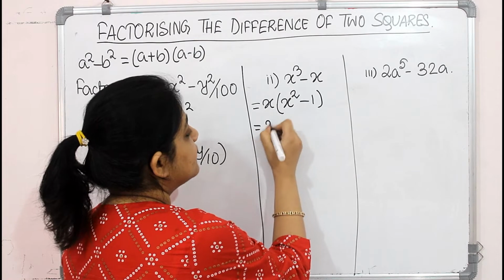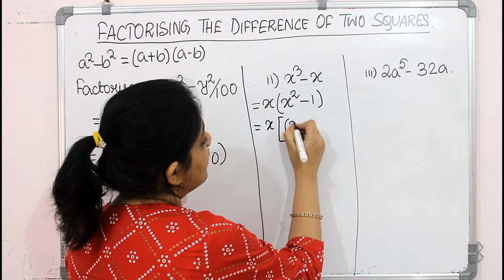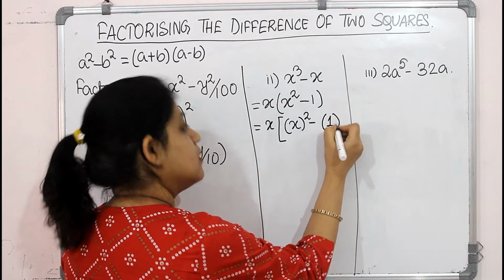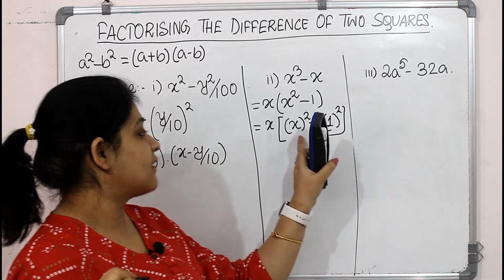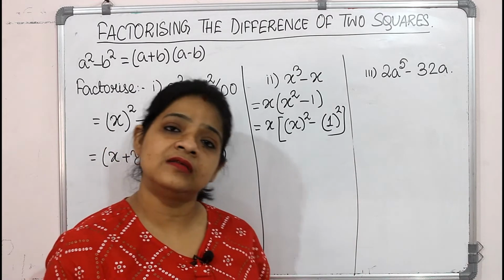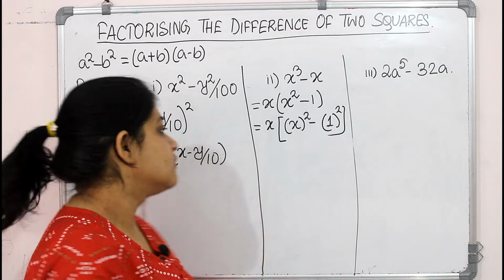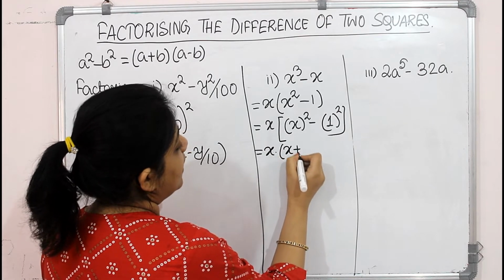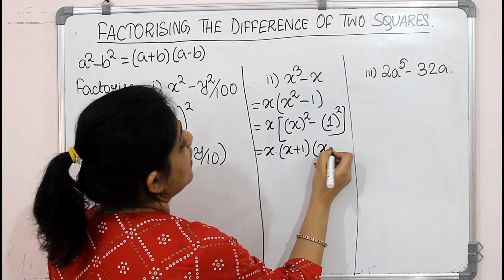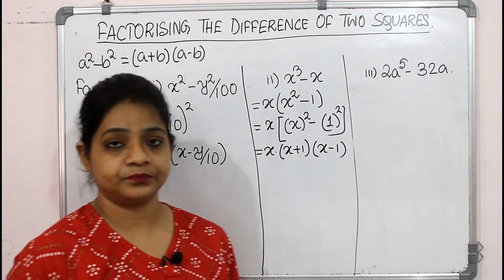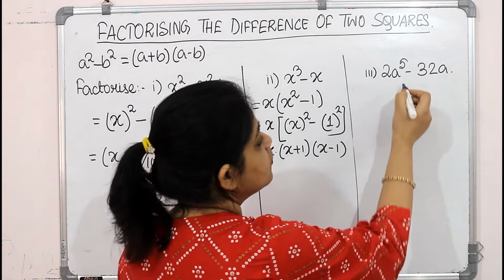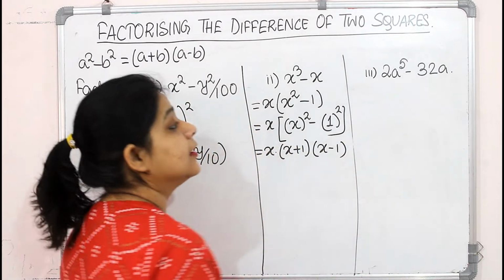Now x square we can write as x whole square, and 1 is 1 square. So x square minus 1 square is a difference of two squares. So this we can write as x into (x plus 1) into (x minus 1).